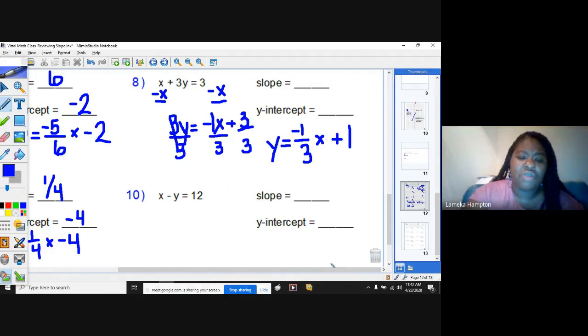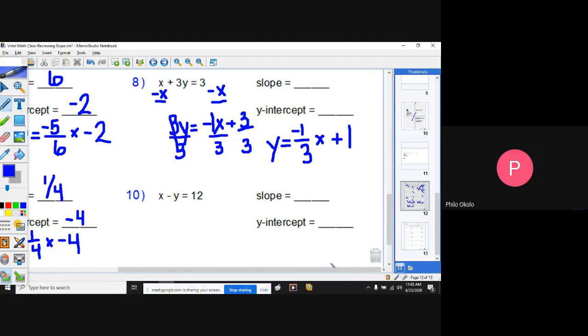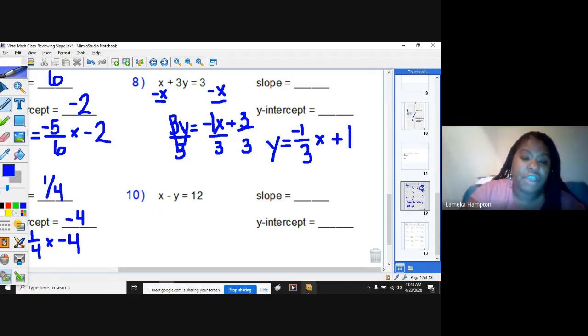Okay. So tell me what I would have to do for this one. Remove the x to the right side. But how? That's the question. You're right. I am going to move it, but how?